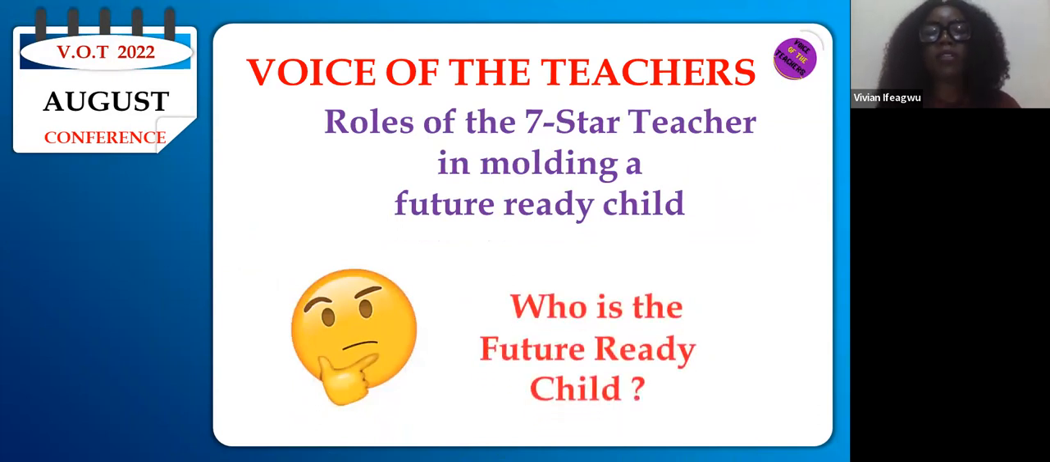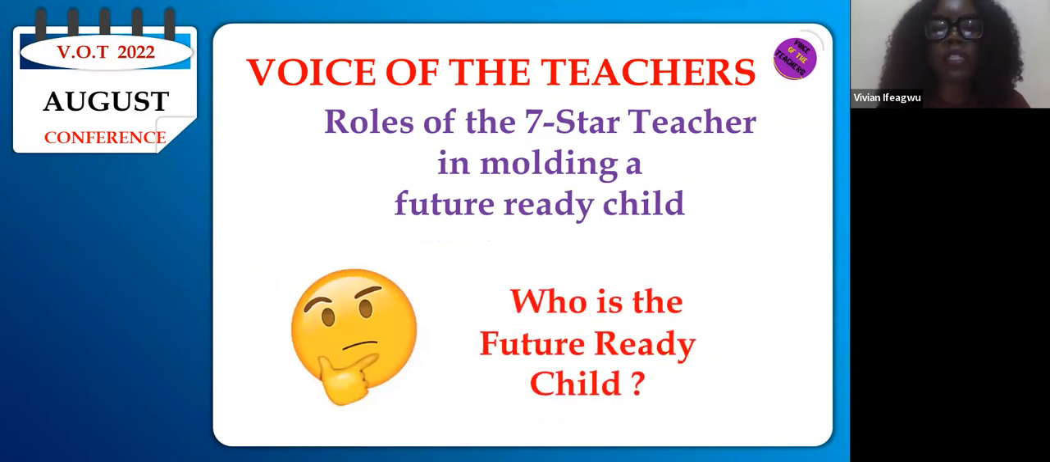So still talking about the roles of the 7-star teachers in molding the future-ready child, you might ask, who is this future-ready child? Okay. Now, the future-ready child, like I earlier said, and that was yesterday too, I said that the future-ready child is not just the child that has never made a mistake before, okay? It's not just the child that the parents or the guardians have provided all that is needed, all he or she needs materially. It's not even the child that is so intelligent, just the most intelligent in the classroom.